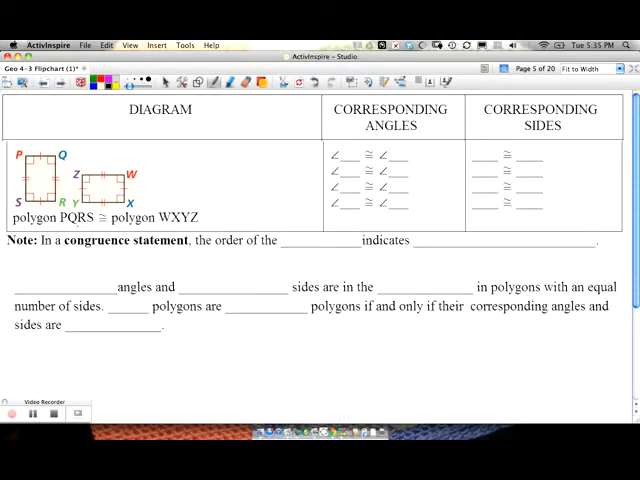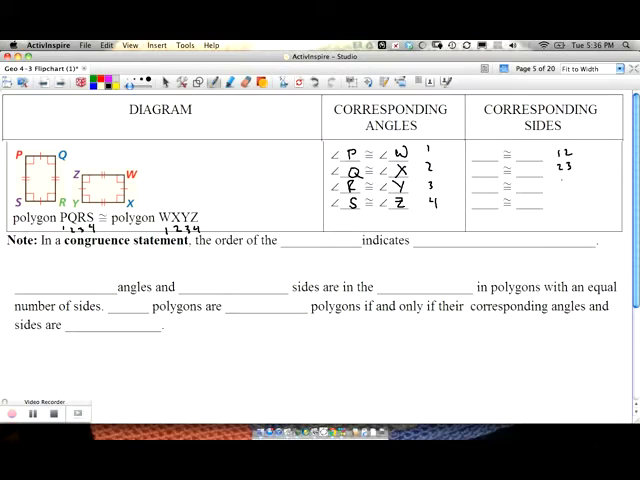So right now I got a polygon with PQRS and WXYZ. So I can almost just do this quickly. 1, 2, 3, 4. So if I go 1, 2, 3, 4, and WXYZ, that's 1, 2, 3, 4 as well, then P is going to match with the 1 from the other piece, and that's W. And then Q is going to match with the 2 from the other piece, which is X. And then R goes with Y, and S goes with Z.